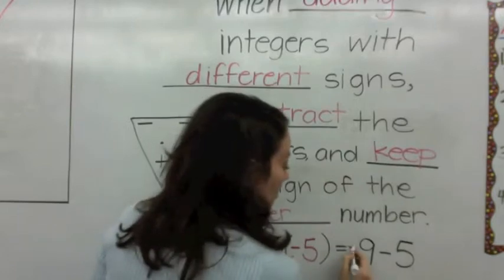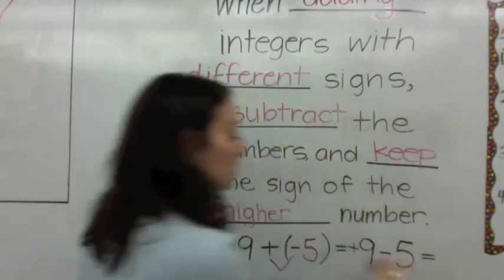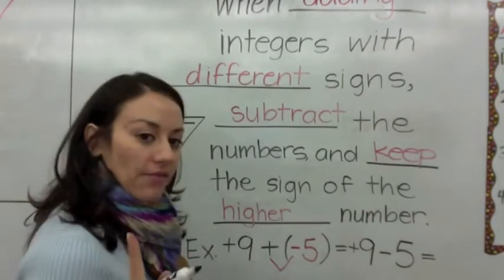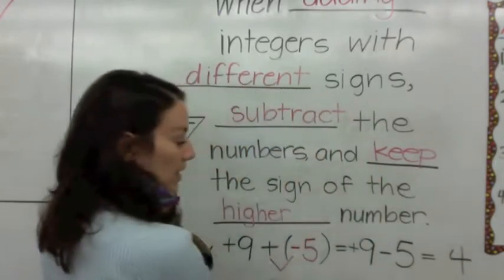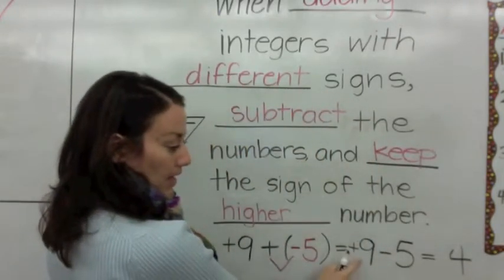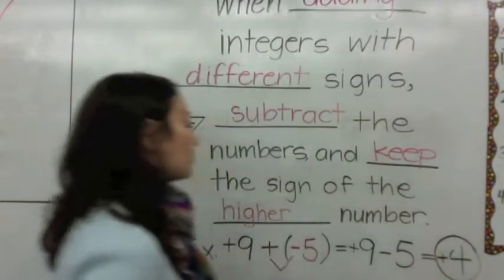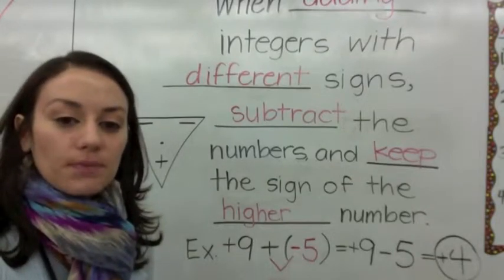And you know that this 9 is positive. So that becomes very simple, because 9 take away 5 is 4. And because the bigger number, 9, is positive, that would be positive 4. That's just simple subtraction. So let's try some problems with equations.